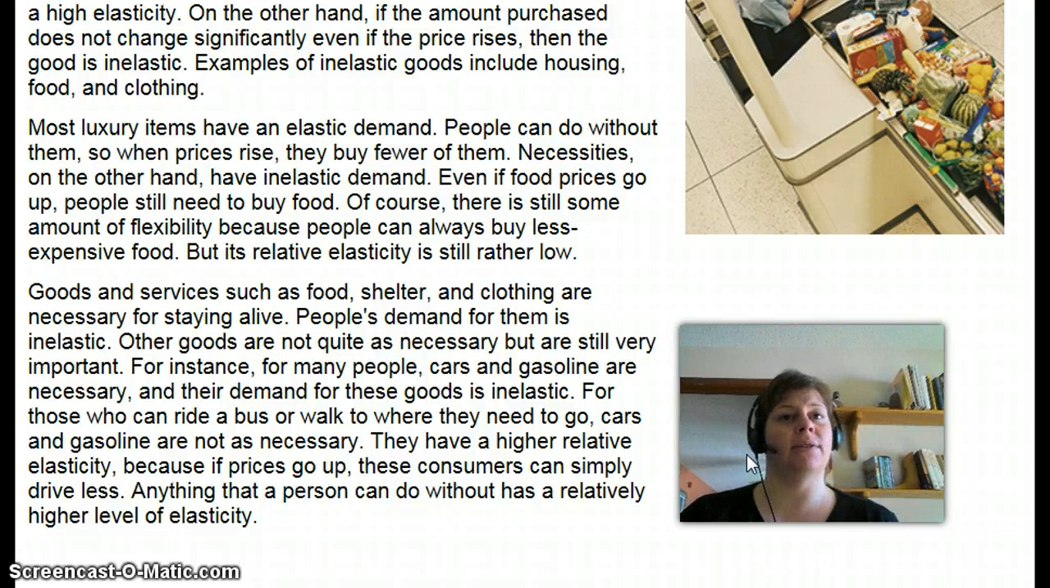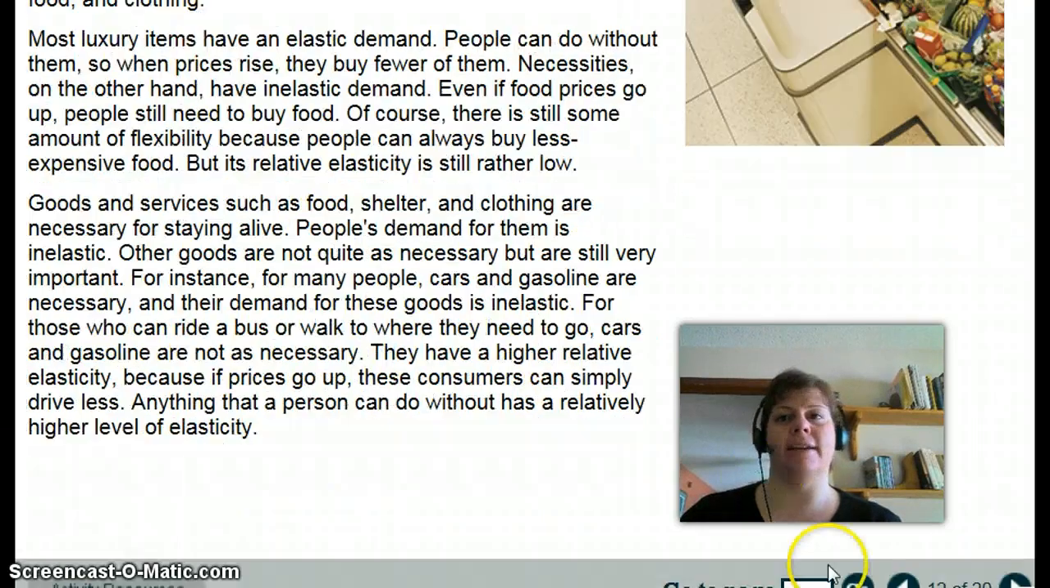For those who can ride a bus or walk to where they need to go, cars and gasoline are not as necessary. They have a higher relative elasticity because if prices go up, these consumers can simply drive less. Anything that a person can do without has a relatively higher level of elasticity.